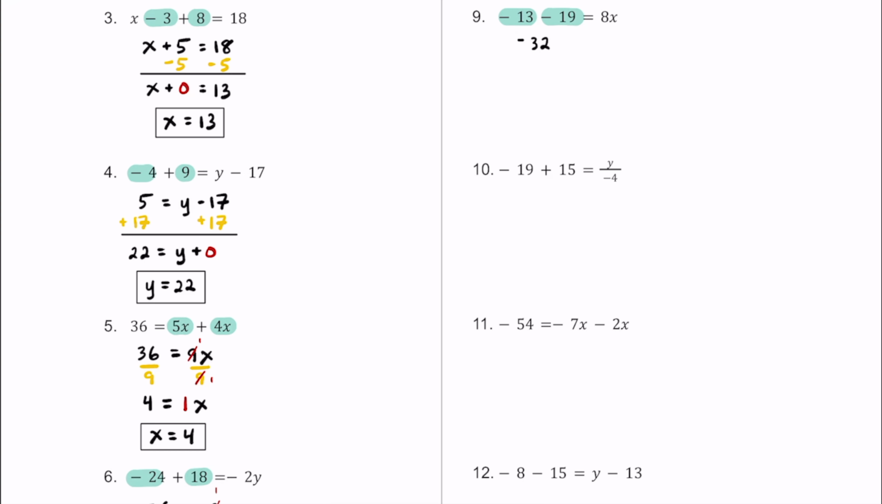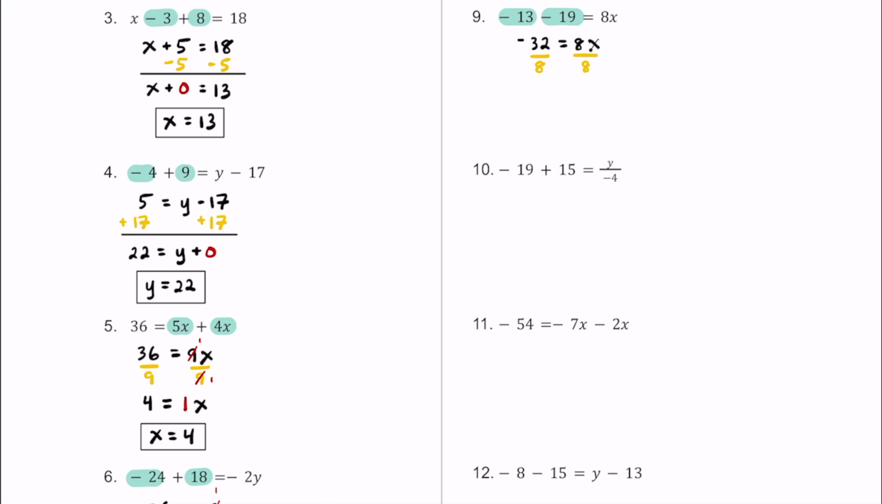If you need to write that out, feel free to do so. On the right side of the equation, we still have 8x. We didn't do anything with that. Now, since our operation that we see is multiplication because it's 8 times x, we're going to go ahead and use the division property of equality and divide both sides by 8.